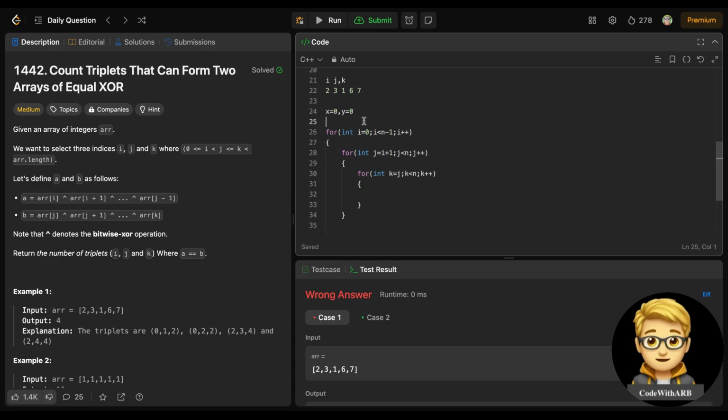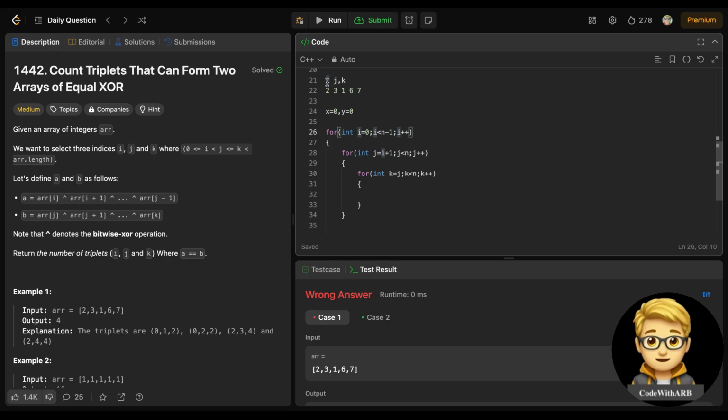So we have defined three for loops. Now we need to find these two XOR values, and whenever these two XOR values are equal, we get an answer, right? So when these two XORs are equal, and from where we start, let's see. If we start from i equal to 0, this will be the pointer from where it needs to start, right?